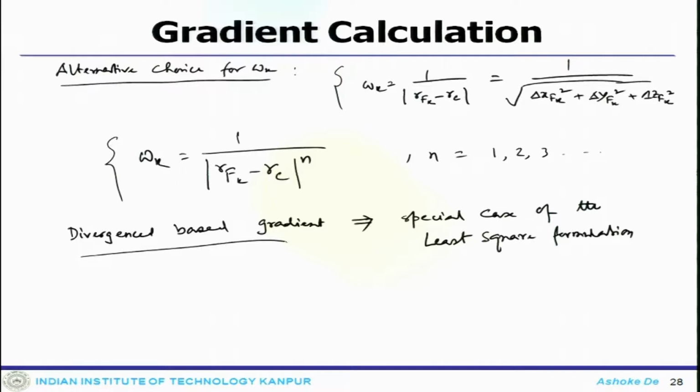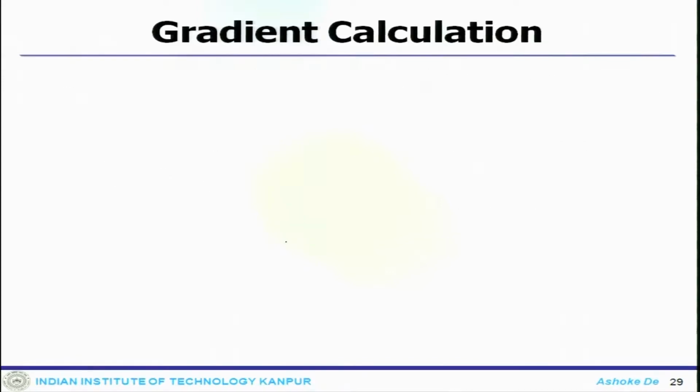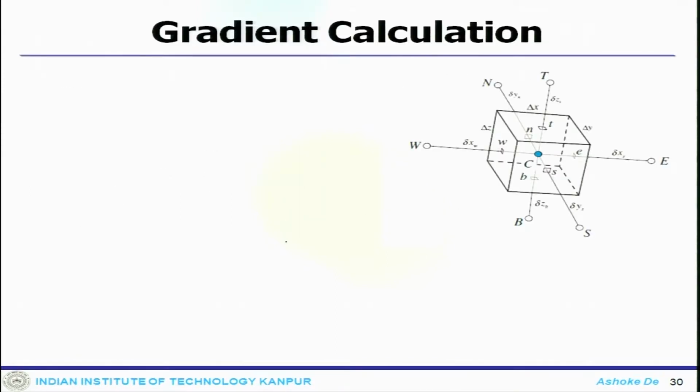Welcome to this particular lecture, and we will continue our discussion of what we have been doing so far. Let us take a simple Cartesian stencil. So, it is a Cartesian grid. Let us consider that, and C is the center of that cell.